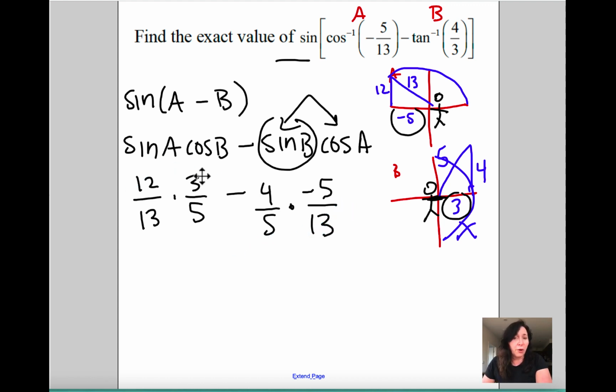Multiply. 12 times 3, 36 over, what is that, 65? Minus negative 4 times negative 5, that's a plus, right? Hold on, let me double check. Sine of B, sine opposite over hypotenuse, that's positive. Cosine of A, adjacent, yep, that's positive. And so what is that, 20 over 65, so what is that, 56 over 65?